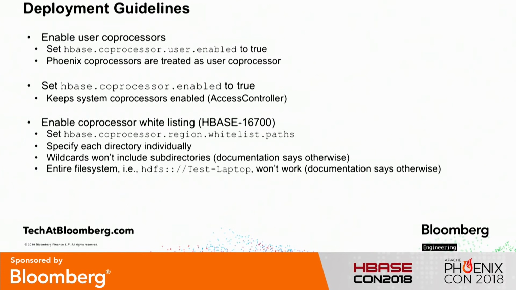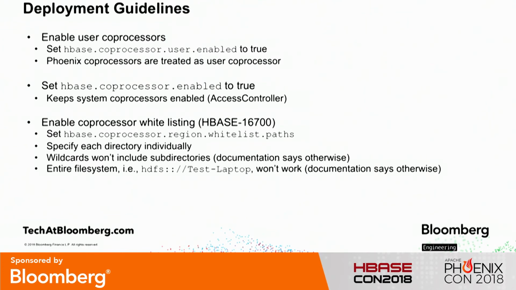Similarly, you have hbase.coprocessor.enabled that is used for system coprocessors, and some of them are like the access controller if you're enabling Kerberos on your cluster, or the bulk endpoint. So all those coprocessors will be disabled if you set this property to false.